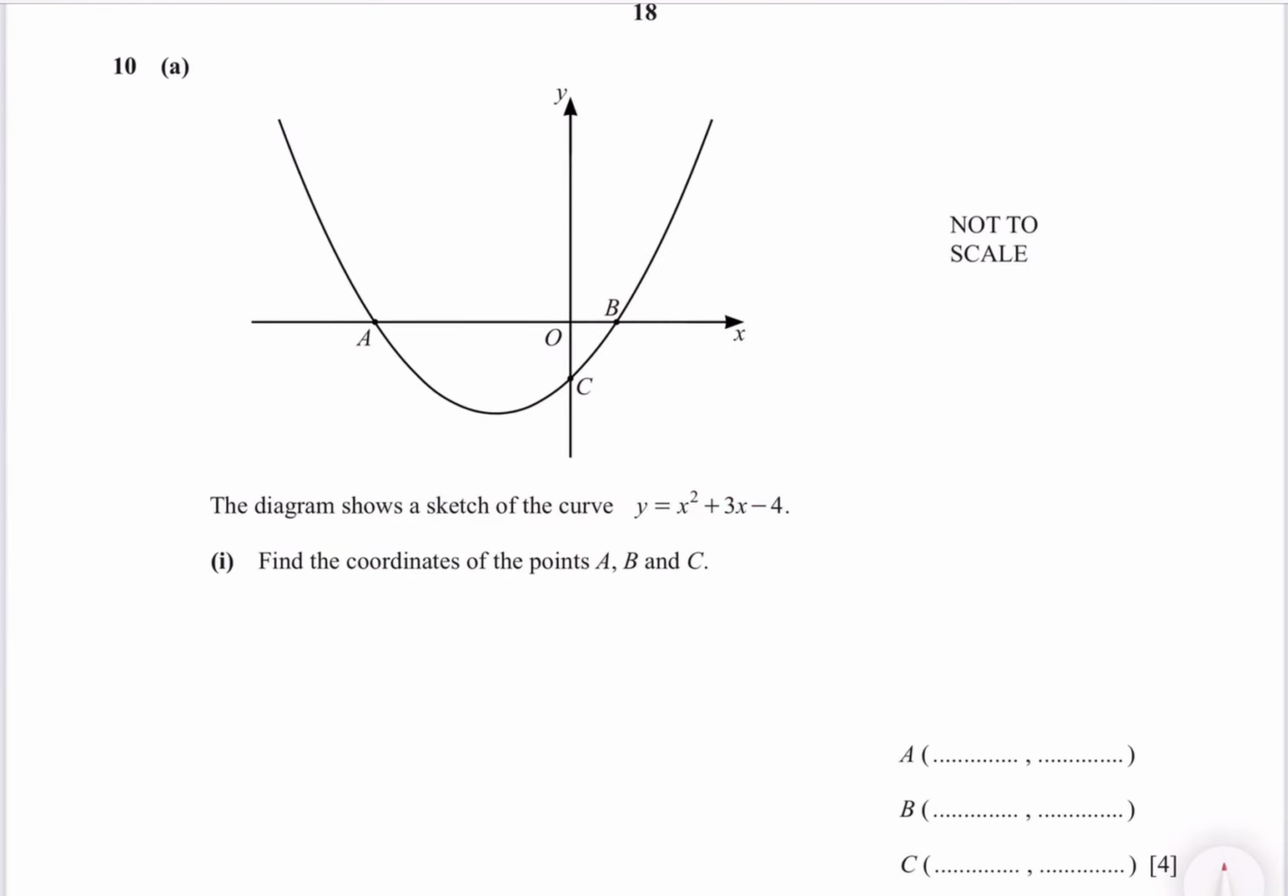10a. Find the coordinates of point A, B, and C. Okay, this curve, when it crosses the x-axis, the y coordinates are 0 here. So factorize it here. You get the factors and you get the values -4 and 1. So write it on the diagram, and when this curve crosses the y-axis, the x coordinate is 0 there. So your y is -4. So you write it in the answer space, 0, -4.